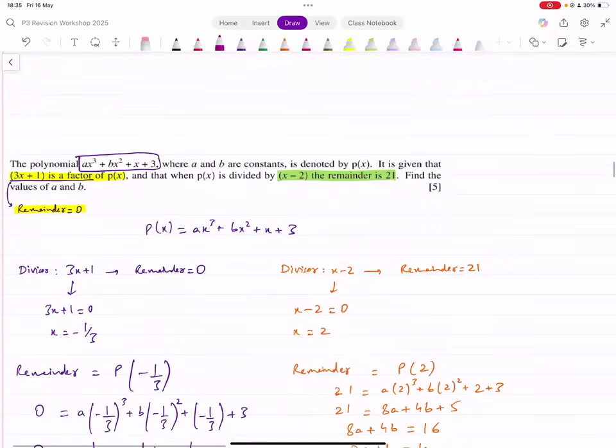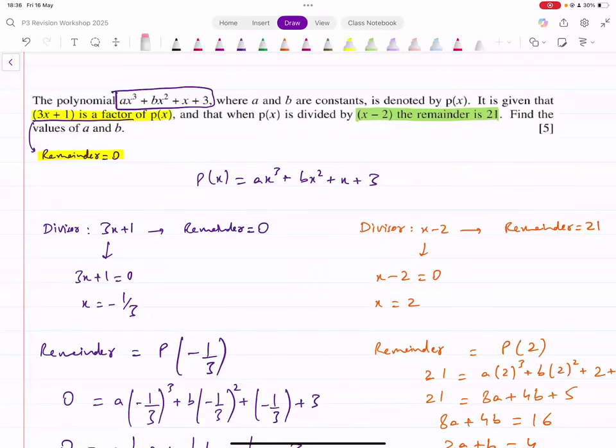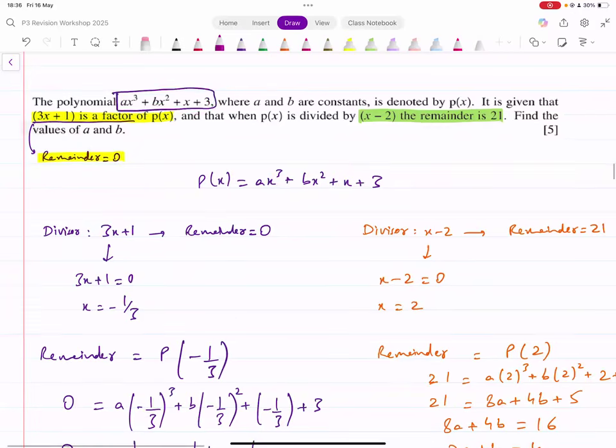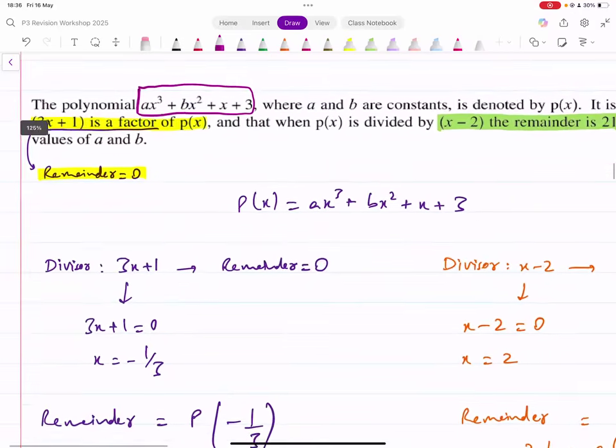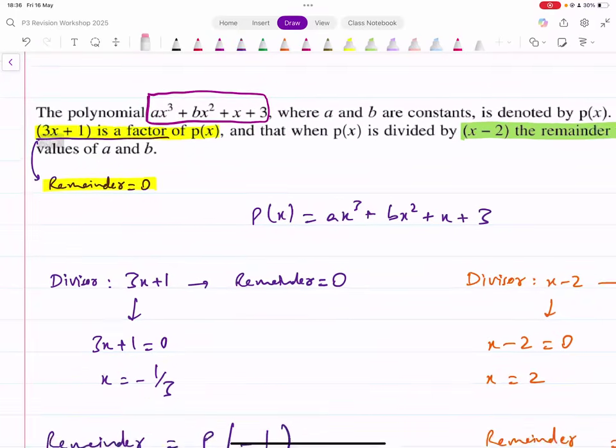Now, how is that useful? This is one very common type of question that keeps repeating in the exam. Let's say you've got this polynomial ax cubed plus bx squared plus x plus 3. The polynomial is p of x. It's given that 3x plus 1 is a factor of p of x. Now, what does factor mean? Factor means the remainder should be equal to 0, right? So that's one thing that we're given.